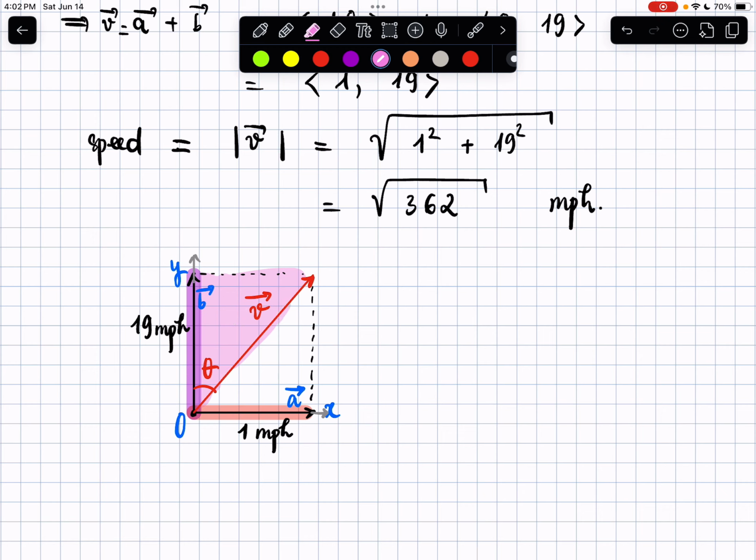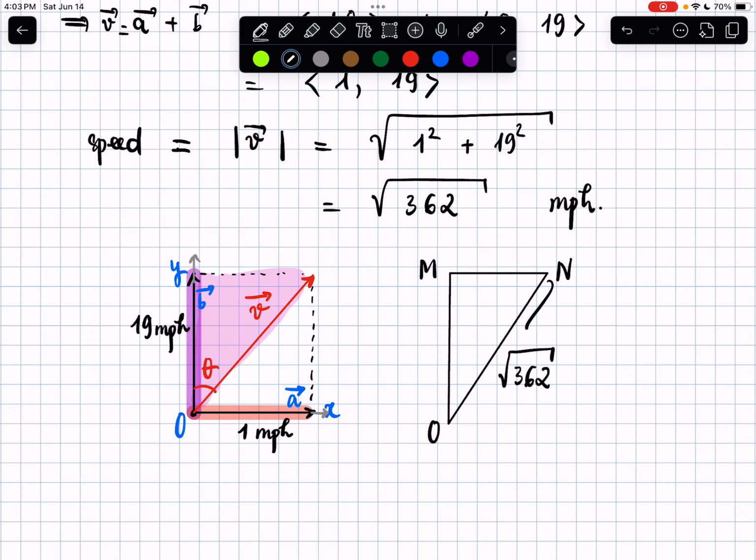So we have the right triangle. Let me draw it here. Let me call this one O, M, N. ON is the square root of 362, which is the length of ON. This length is 19, and we need to find this angle theta.